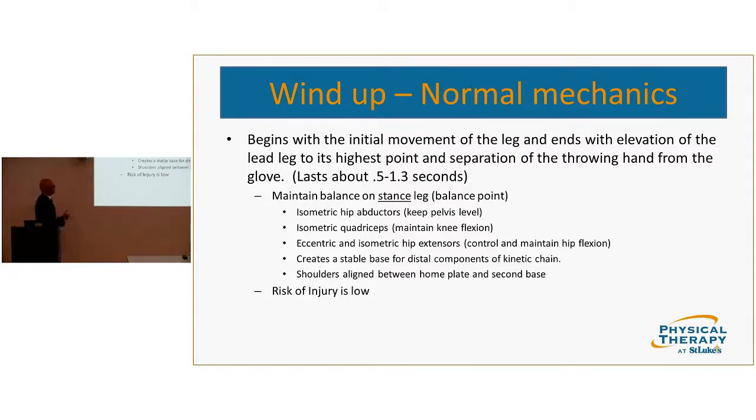Shoulders align between home plate and second base. So you start facing this way, and then all of a sudden you make this 90-degree turn. Now I'm facing home. Risk of injury is low, okay? There's minimal muscle activity. We're not getting hurt here, typically. But we could down the road. So start here. If it's good, you're a step ahead.